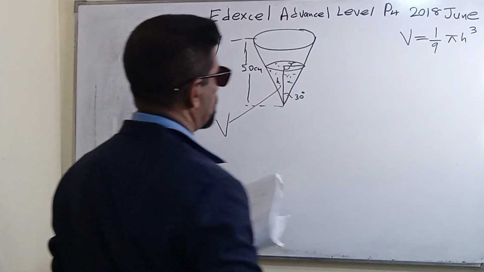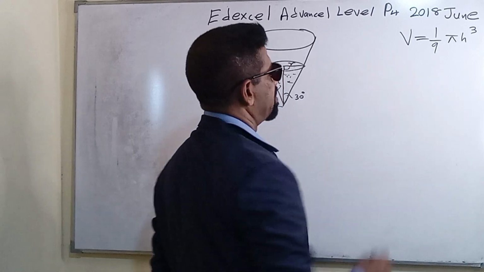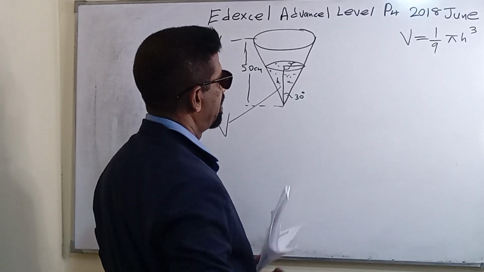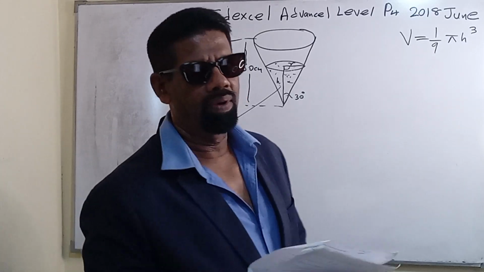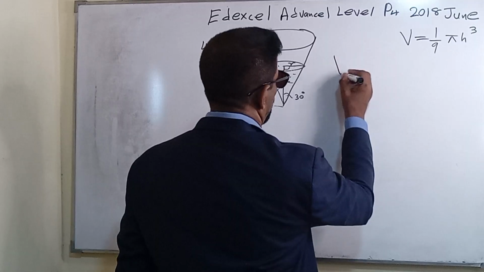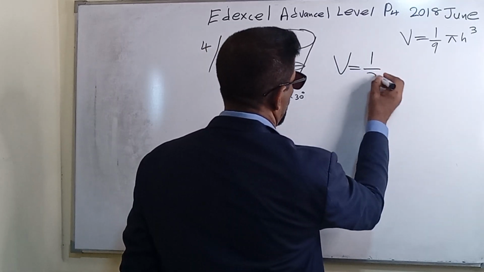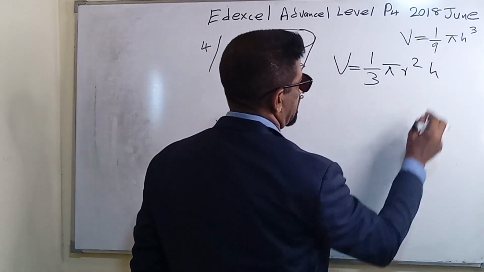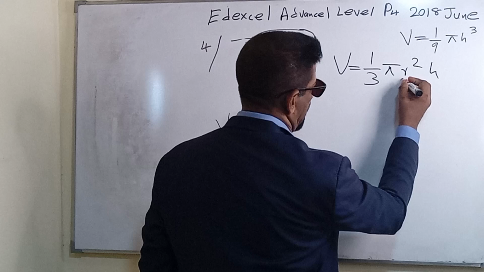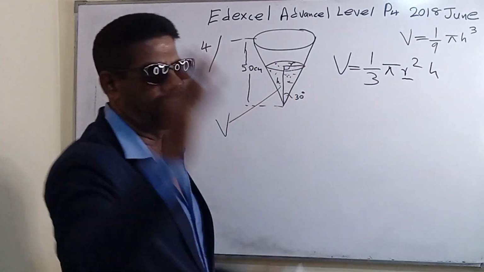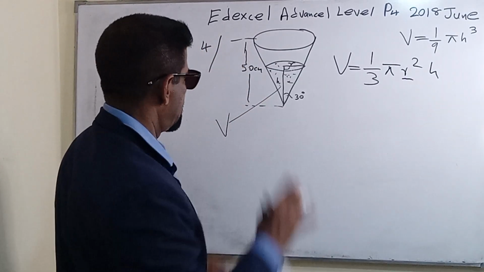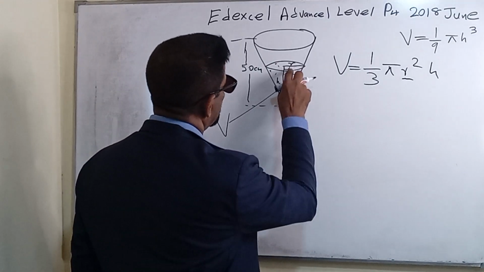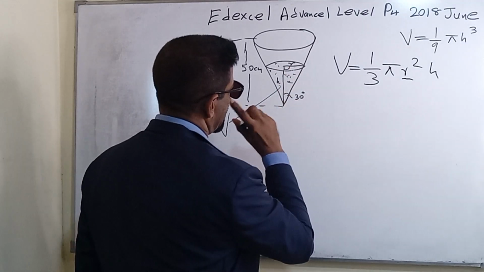Actually we have to show that the water volume is 1 over 9 pi h cubed, so r has to be removed. What is the cone volume? V equals 1 over 3 pi r squared h. That r you can remove, that's your first point. We use trigonometry: tan 30 equals opposite over adjacent. Then we can find r and h.